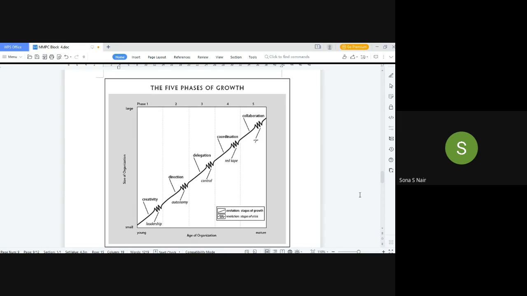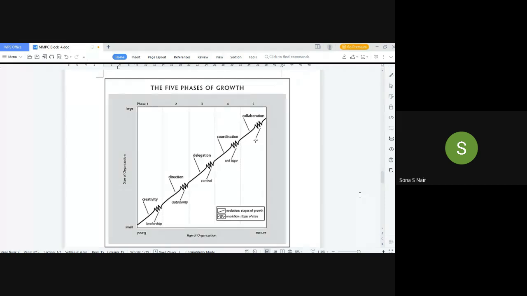When the crisis of control arises, the top management has to look for ways to find a coordinating mechanism. New technologies could be brought in, right? People can be encouraged to go for meetings, go for outings, those kind of things, so that there is smooth functioning in the organization.